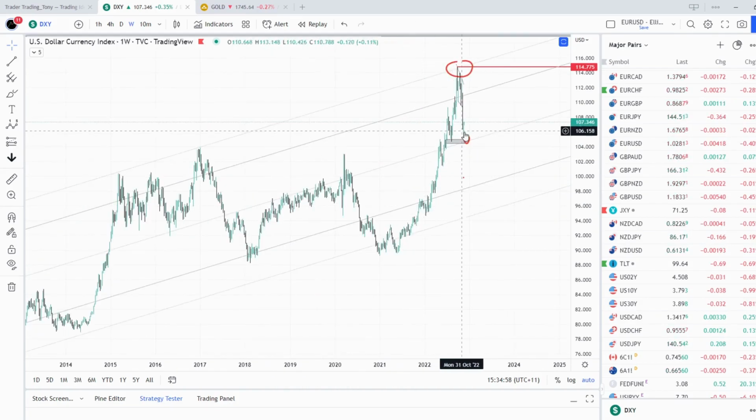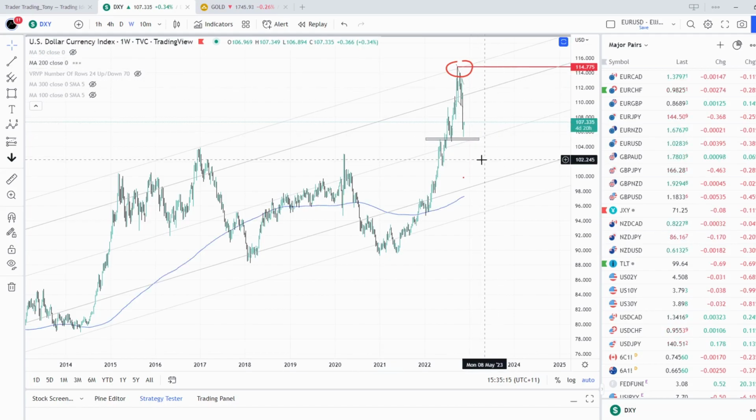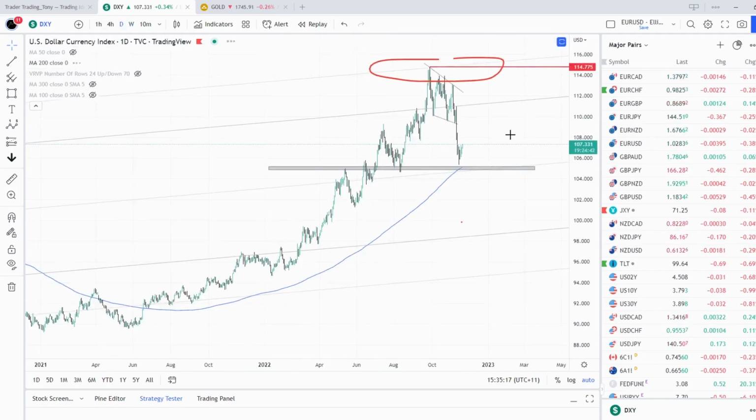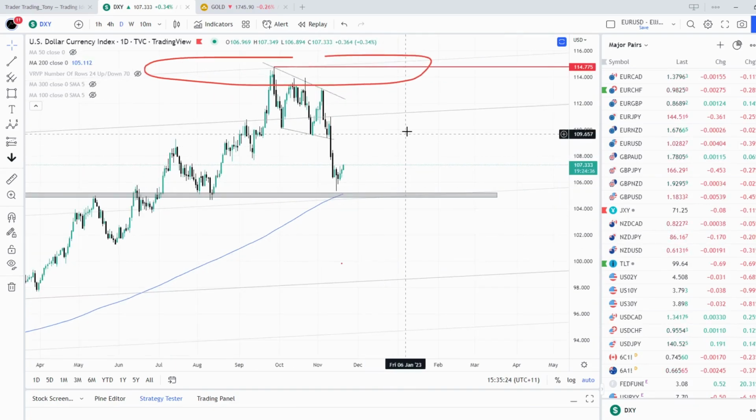It didn't quite tag the pitchfork structure either. So it didn't actually quite meet the 10470 support zone that we highlighted. We've also got that 200-day moving average coming into play around that, on a daily time frame, coming in around here as well. So it was slightly early, this bounce, but it's looking fairly convincing.